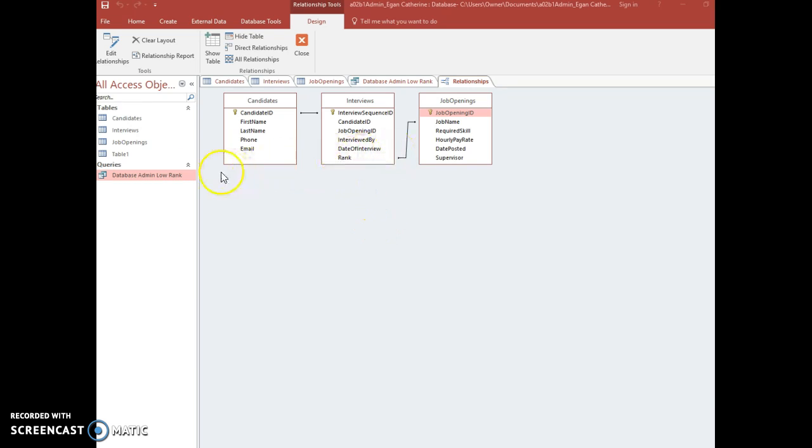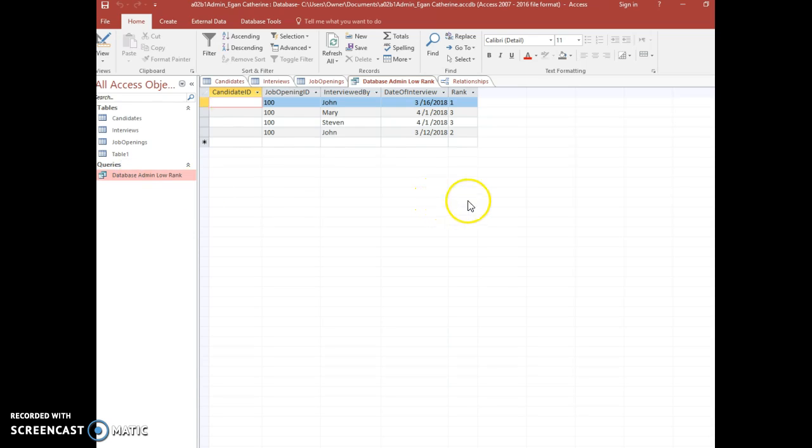So when I wrote the query for the data table, I'm not really sure how great this query came out. So I will share the query with you where I was able to, the question was to create a query and sort by display only the database administrator interviews with a ranking of 3 or lower.